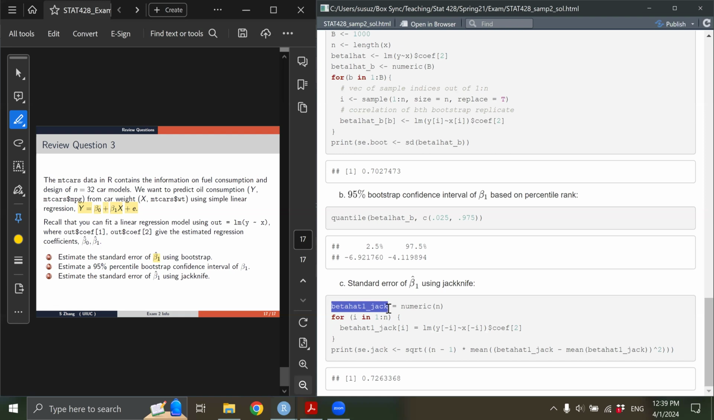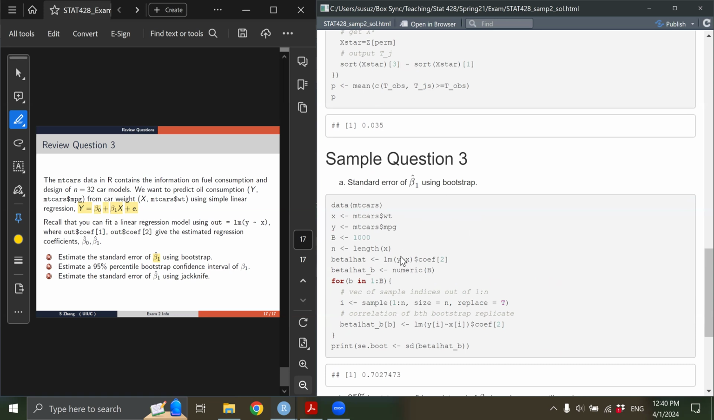Okay, so here's the code. The beta hat 1 jack is for storing the leave-one-out estimates. It should have length 32. For each i between 1 and 32, we fit the regression line, leaving out the ith observation in the x and y, get the beta hat 1, and save that as the leave-one-out estimate of beta hat 1 in that particular replication. In the end, we apply the formula for jackknife standard error estimation, which is the square root of sample size minus 1, so 31 in this case, times the mean of the squared deviation between each of the LOO estimates of beta hat 1 and their average. This gives us an estimate of about 0.726, which is quite close to what we got from bootstrap.